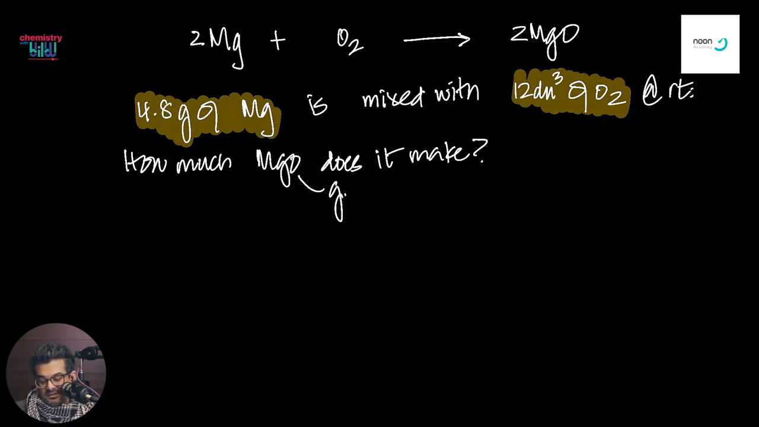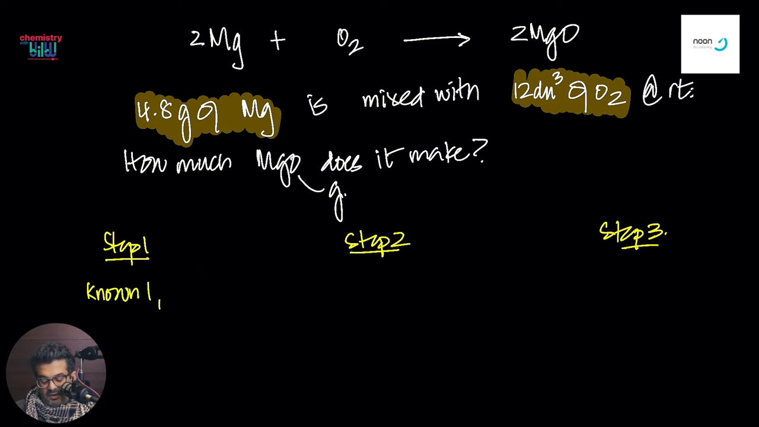The way to do this is, remember the steps. You gotta do step one, you gotta do step two, and you gotta do step three. But steps one and two become a little longer. Step one becomes using two knowns. So known one and known two. Let's say known one is magnesium. You find the moles for magnesium first. Mass over molar mass.